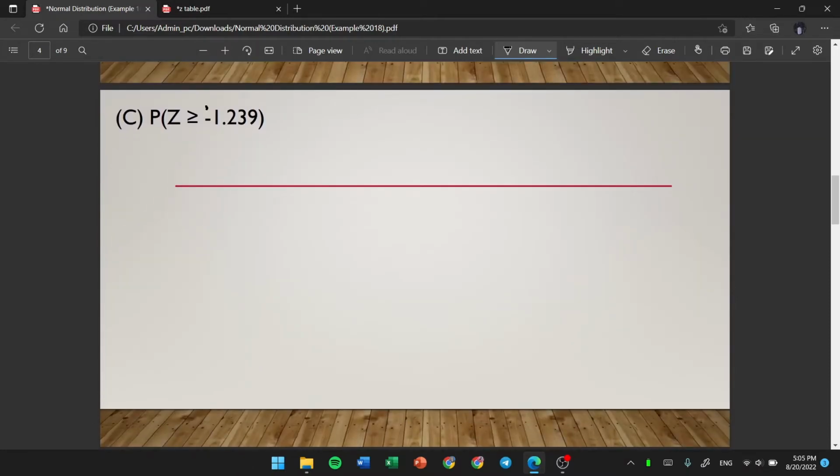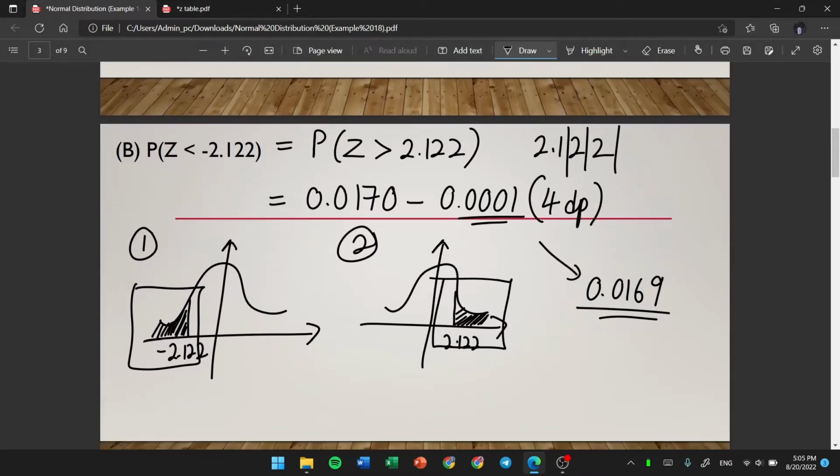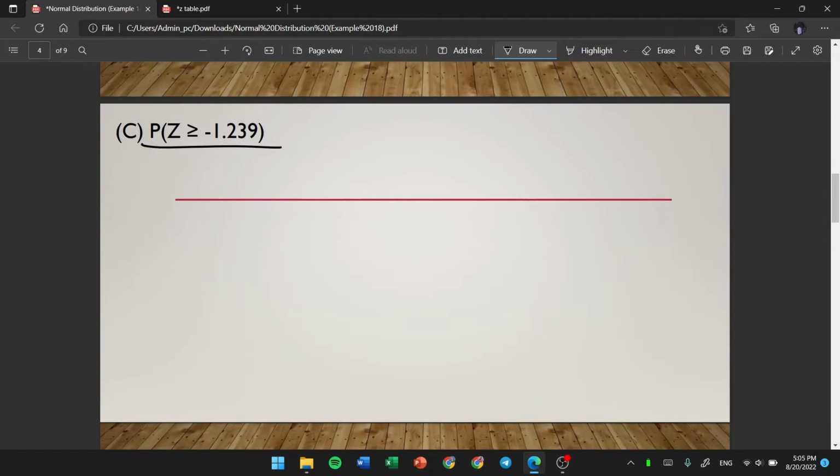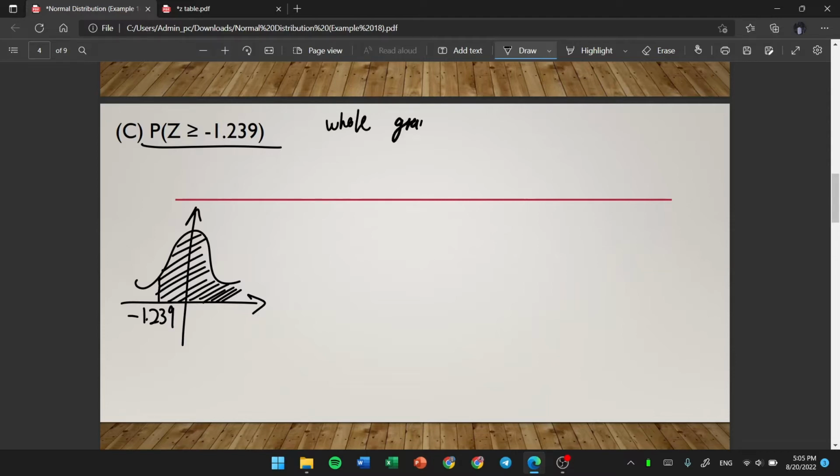For this kind, when you see greater than or equal to symbol, just now when they say greater than or less than, we just straight use the Z table. So for now, like this one, first step, draw out bell graph. When you solve normal distribution, you must remember to start with bell graph. So greater than or equal to here, negative 1.239. We shade the whole area here because they want greater than or equal to. Now you need to know the whole bell graph is equal to 1. Because why? P plus Q equals 1, right? Okay, this is the concept that you need to know.